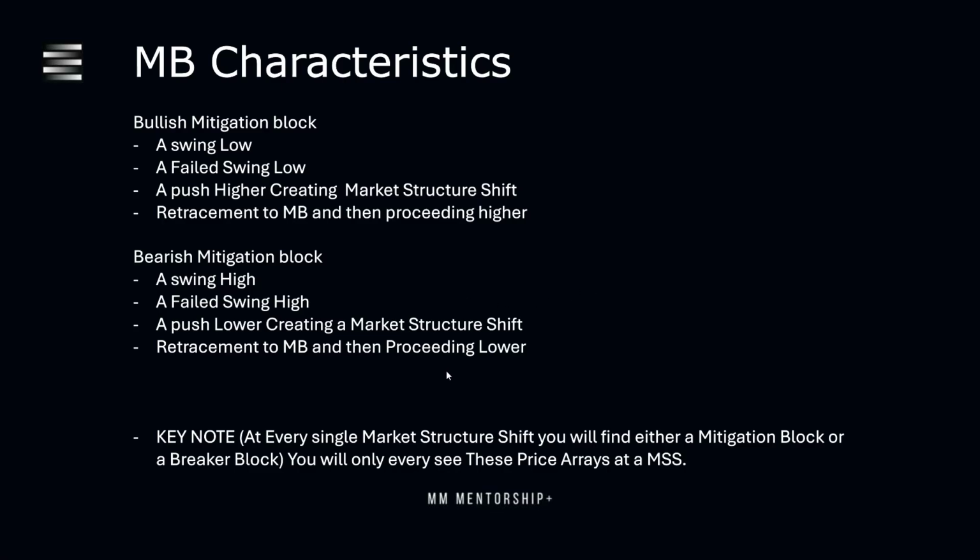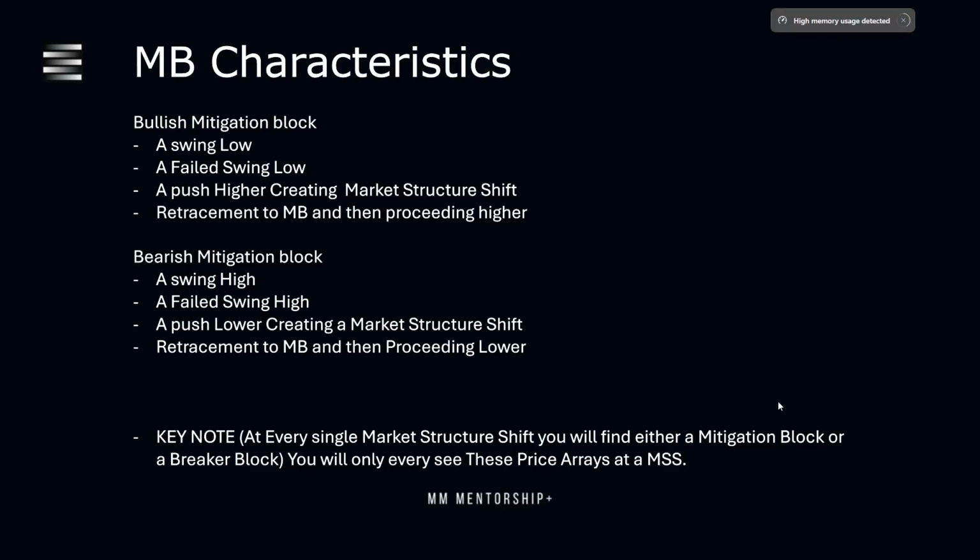One key note for everyone here. After this, obviously you're going to go and look for mitigation blocks, right? This is the same for another block called a breaker block, and this is going to be covered, I think, in the next episode. When looking for them, just look for a market structure shift, because you can only find mitigation blocks and breaker blocks at a market structure shift. They do not occur anywhere else. That is what confirms a breaker block or a mitigation block. There has to be a market structure shift. Without that, these two arrays don't exist, right?